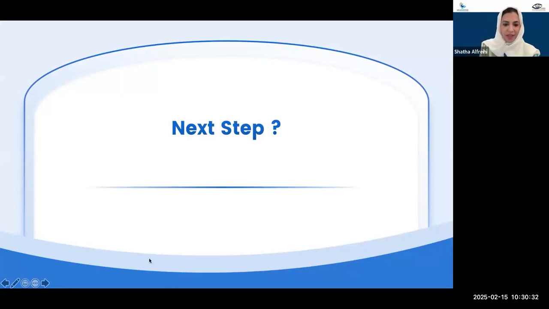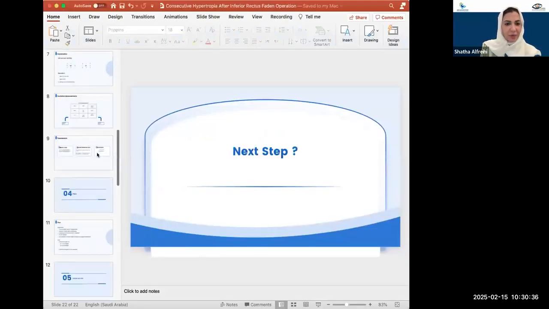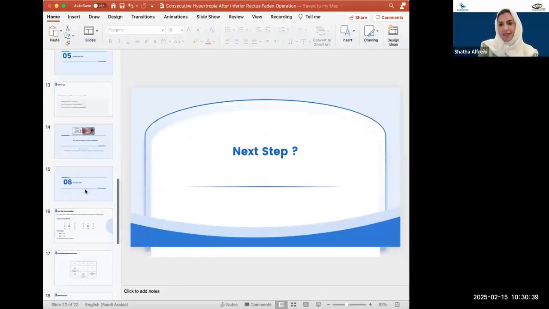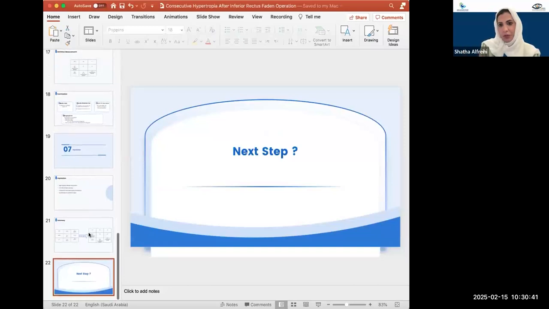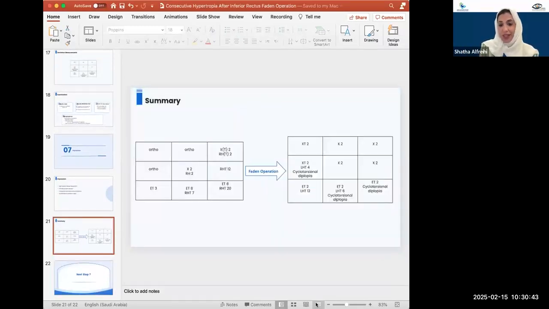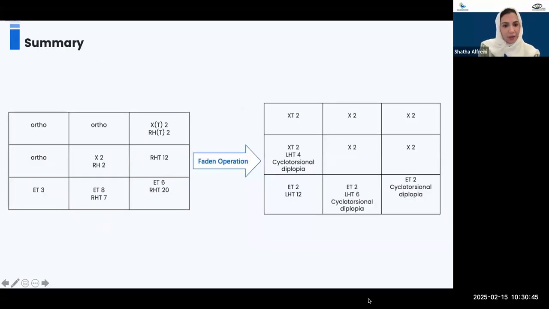Thank you, Lulu. So, what are your thoughts? I mean, I'll just make a comment. The Faden is a reversible procedure, fortunately. So I think this can be undone. I don't know, why did you choose Faden versus a right inferior oblique recession or a myectomy?